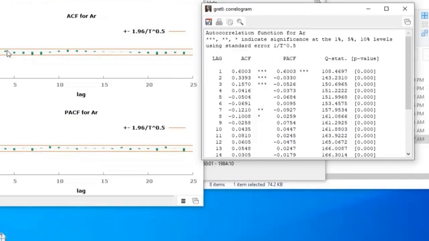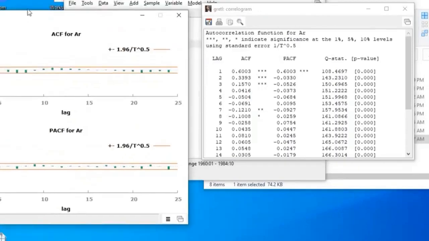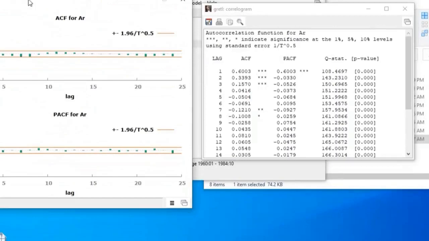Got it? Yes, sir. Sir, along with this, can there be a significant spike at lag 10 or 15? Maybe it is fast decaying, and then after the 15th lag, there is a significant spike. It can happen. Then what do we consider?